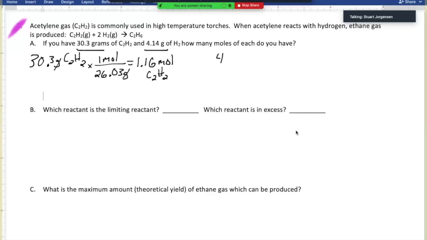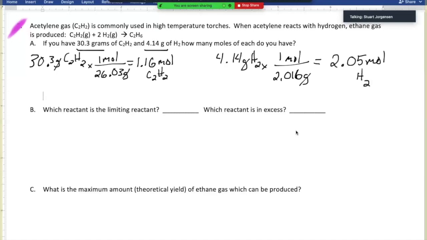We've got to do the same thing for our hydrogen. We've got 4.14 grams of our hydrogen. From the periodic table, I know the molar mass for an H2 molecule is 2.016 grams per every 1 mole. When we divide here, our grams cancel, which gets us into moles. When we divide here, we end up with 2.05 moles of our hydrogen.